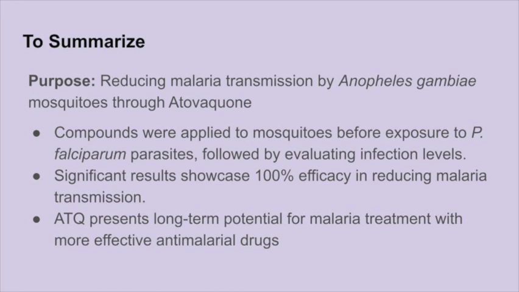Barriers for Atovaquone include potential resistance development due to mutations in the cytochrome B gene. However, its mechanism of inhibiting the parasite cytochrome BC1 complex presents long-term potential for malaria treatment by providing a foundation for the development of new, effective anti-malarial drugs.